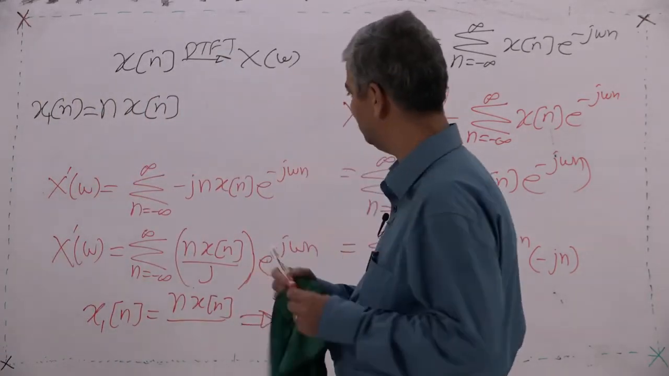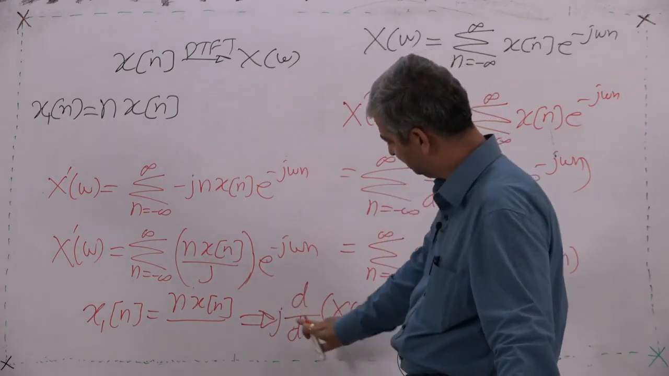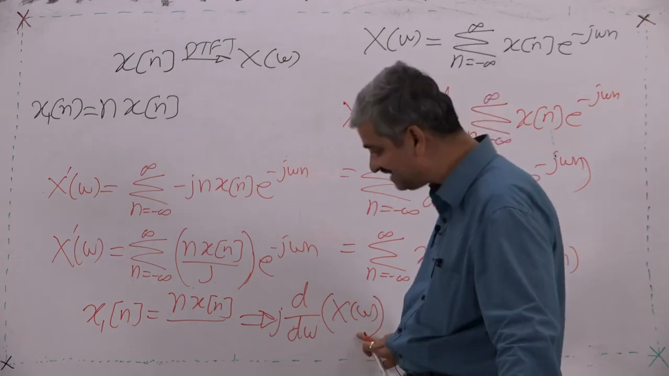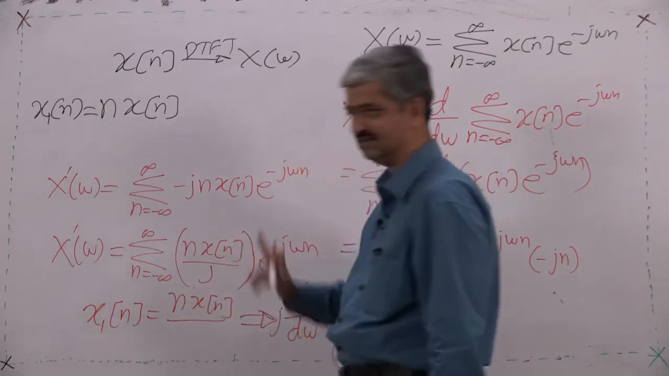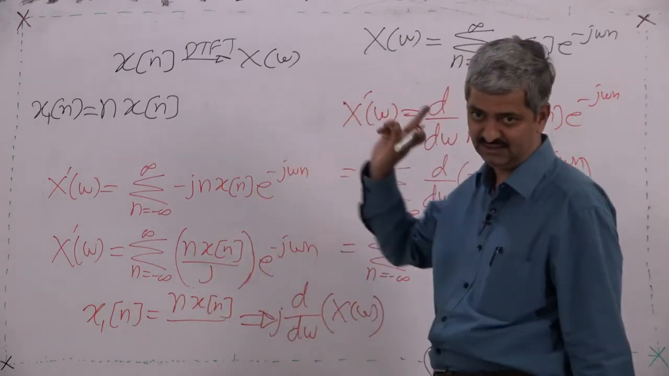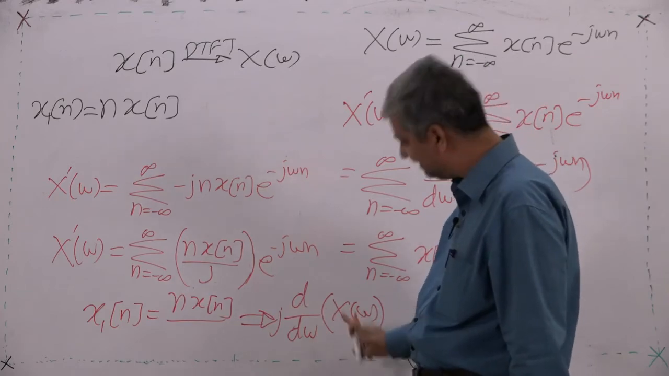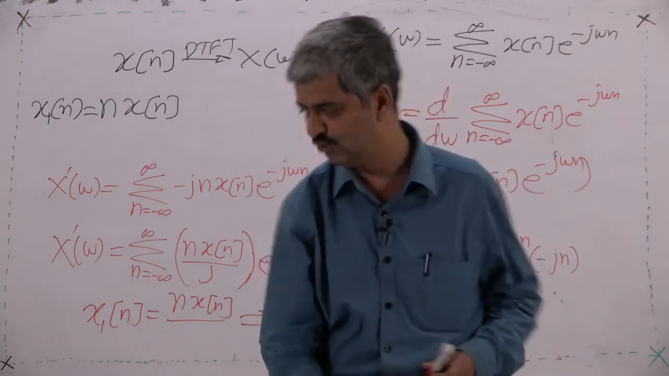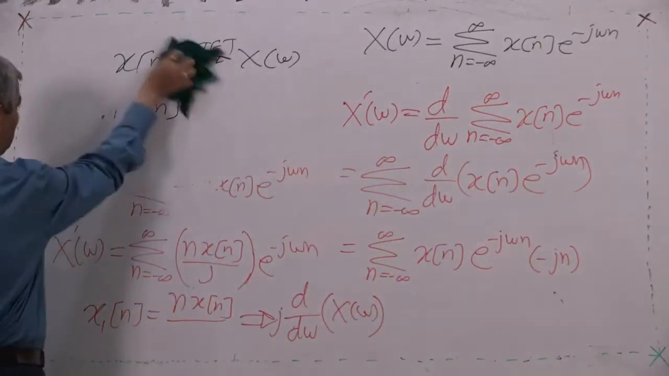So what is the property? j times the derivative of DTFT is the DTFT of n into the original sequence. x n's DTFT is x omega. So j times the derivative of x omega is the DTFT of n into the original sequence. I hope that we gave some more time than it deserved, but anyway, we have not infinite but ample time.